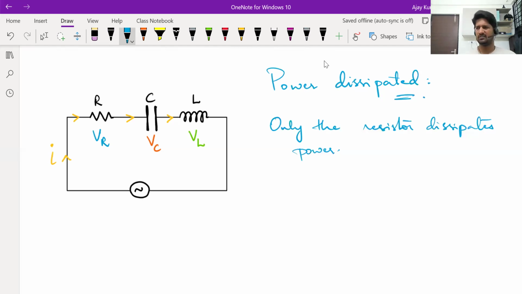Okay, not waste. Sometimes that is what we want. So in that case, it's an advantage. Otherwise, it's a waste. Okay. One of you tell me the formula for power dissipated by a resistor.